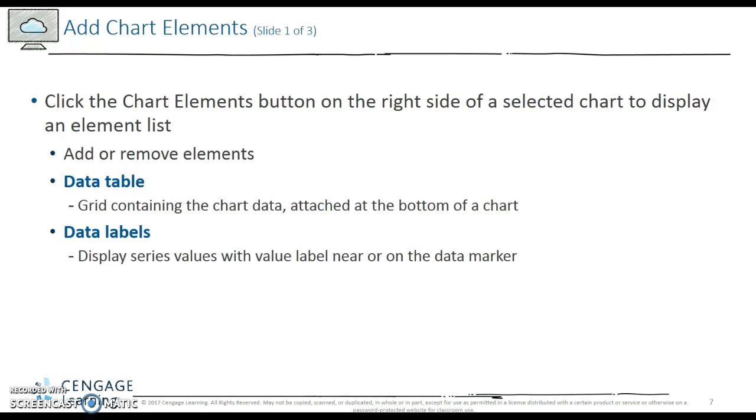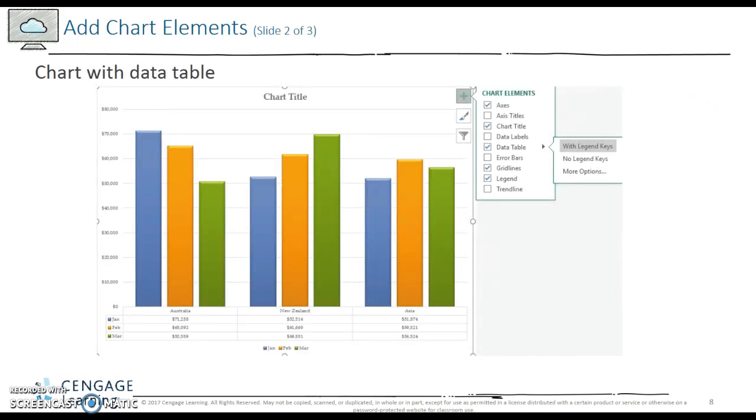You can also add chart elements. You can do that by adding or removing elements. You can go to the data table, and the grid line containing the chart data is attached at the bottom. And the data labels are something that display a series of values. You can right-click on those and delete them, or you can add them as well.